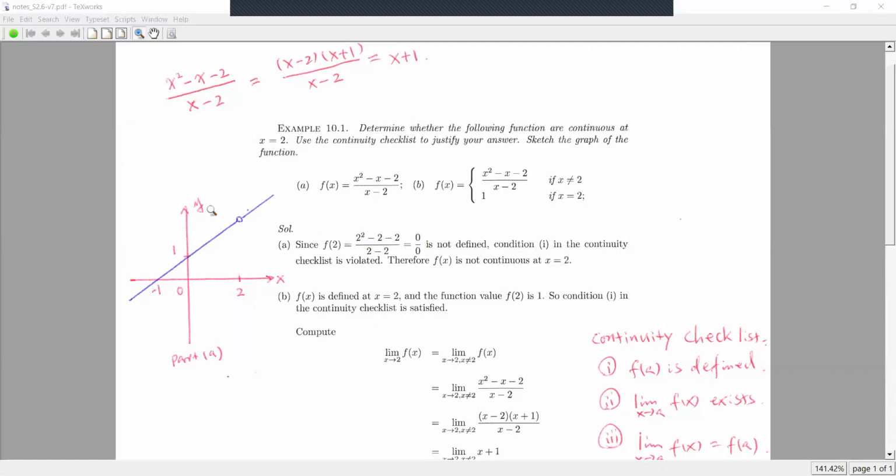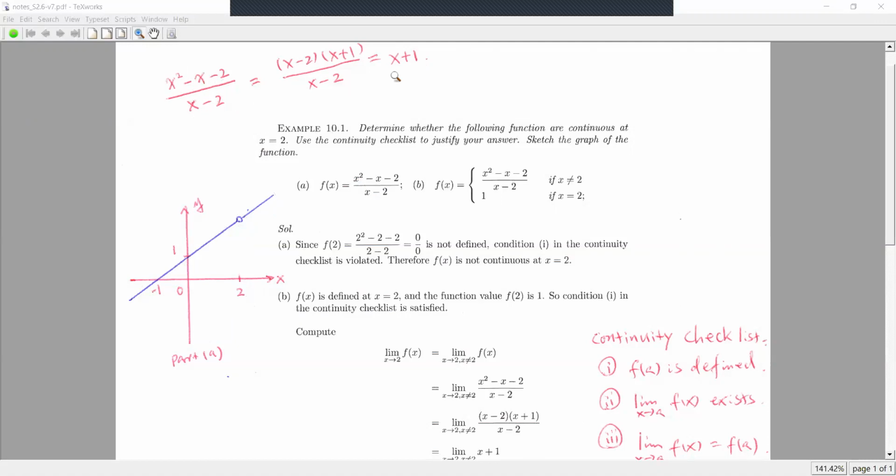Here is the graph of this function. At point 2, no function value, so there is an open dot. The graph has a break at 2, so not continuous at 2. The graph of this function is a line. Simplify the function, then we see that this function is equal to x plus 1. The graph of x plus 1 is a line.